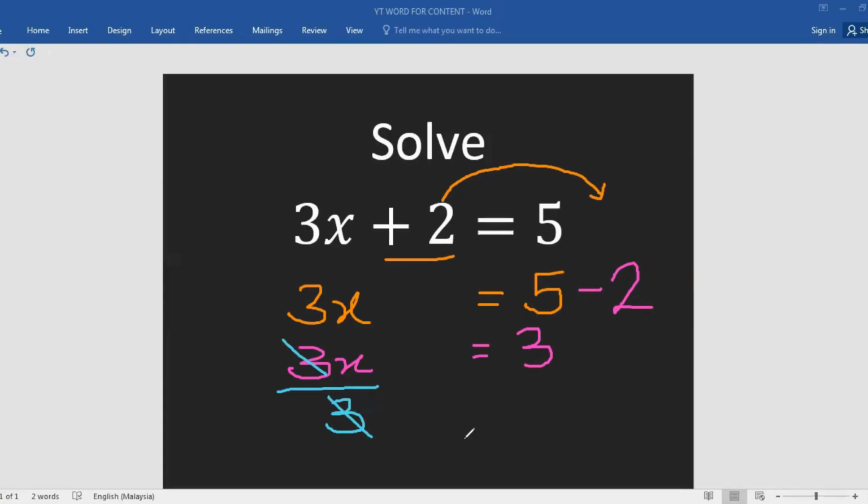To make it balance, the rule of balance says that whatever you do to the left, divide by 3, you must also do the same on the right, divide by 3. So 3 divided by 3 is 1. So the final answer is x equals 1.